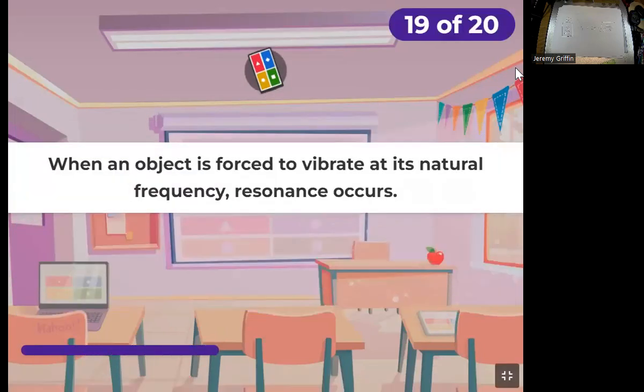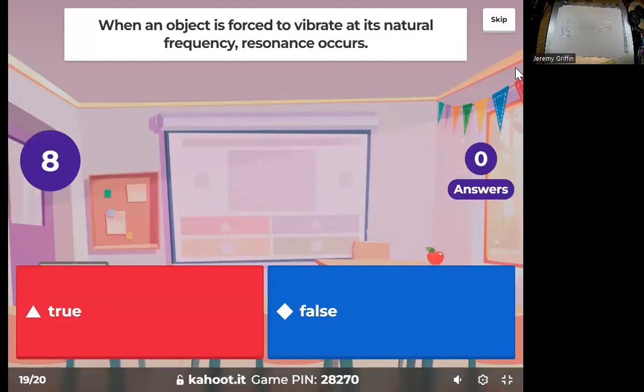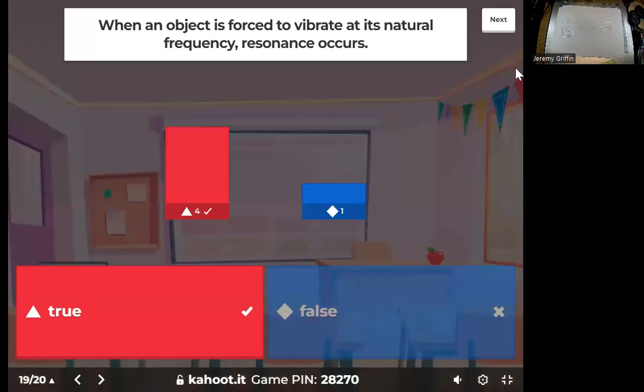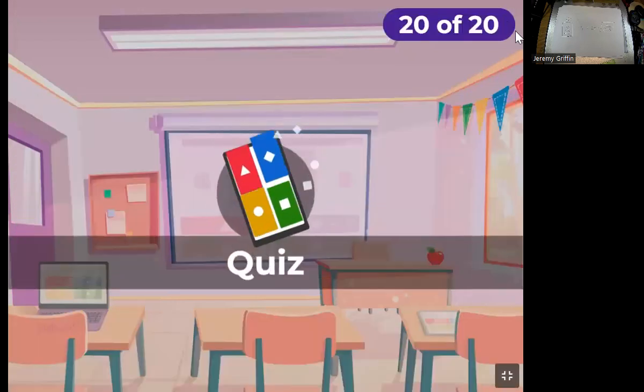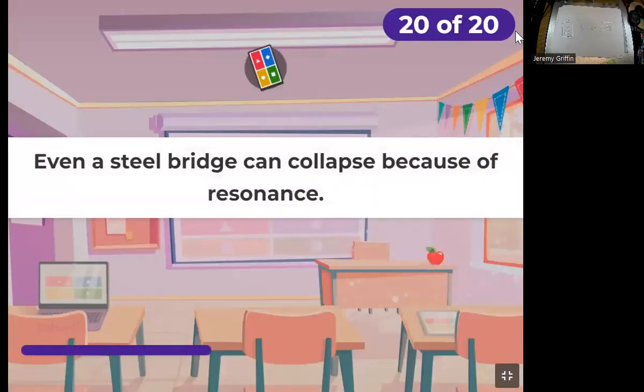When an object is forced to vibrate at its natural frequency, resonance occurs. True. Hey, you guys remember Chase from California with the wine glass? He broke the wine glass. Yeah, that was resonance. You guys remember his parrots in the back? For the win! Even a steel bridge can collapse because of resonance.